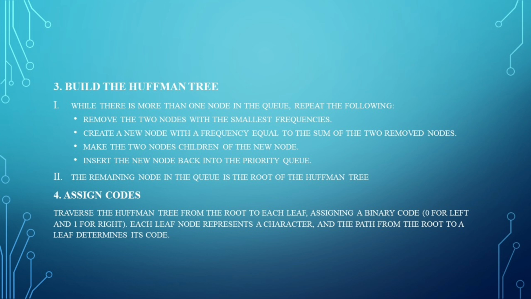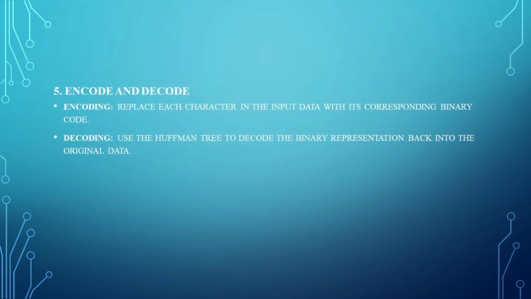4. Assign codes. Traverse the Huffman tree from the root to each leaf, assigning a binary code 0 for left and 1 for right. Each leaf node represents a character, and the path from the root to a leaf determines its code. Encode and decode. Encoding. Replace each character in the input data with its corresponding binary code. Decoding. Use the Huffman tree to decode the binary representation back into the original data.